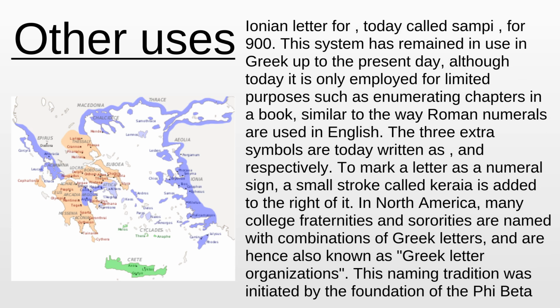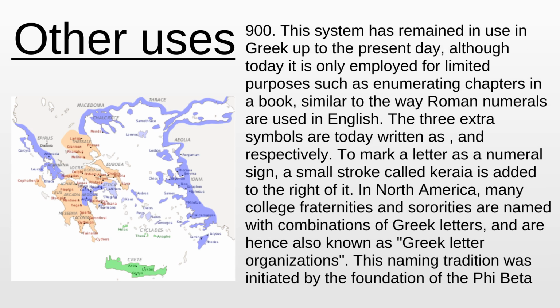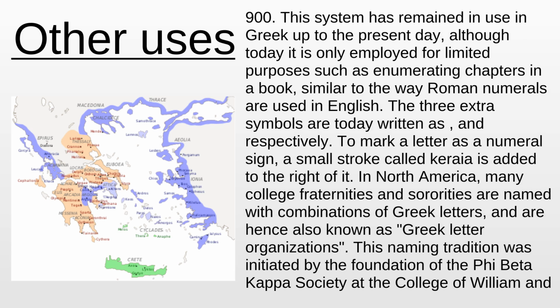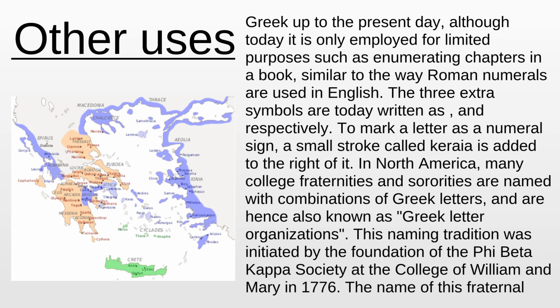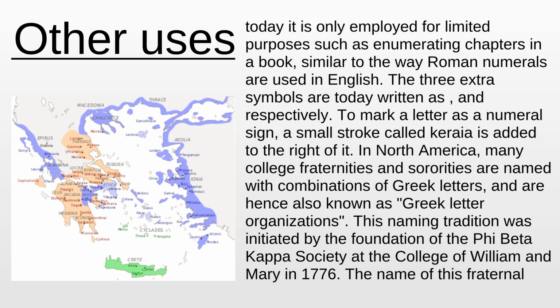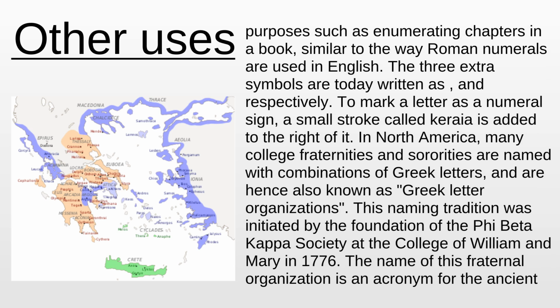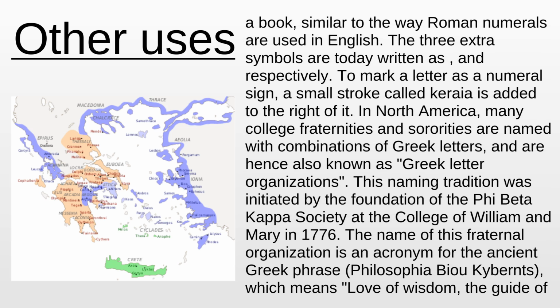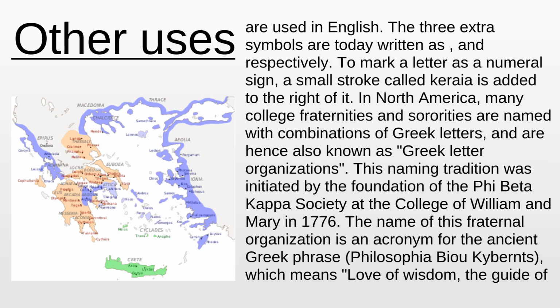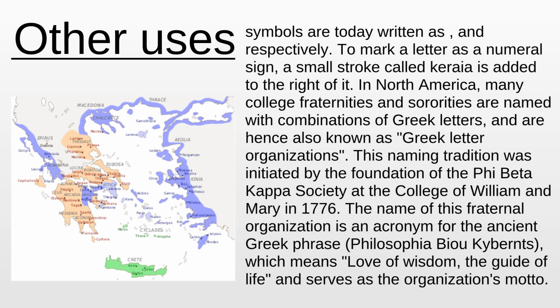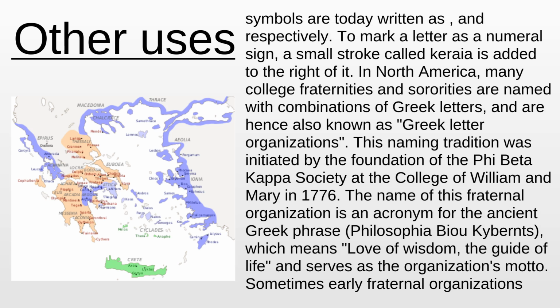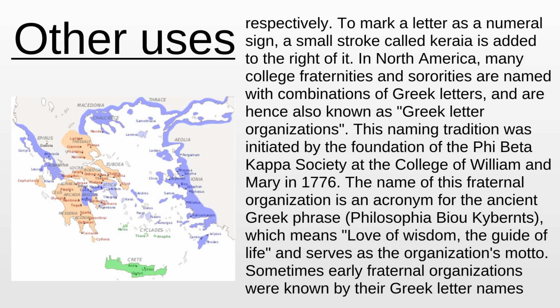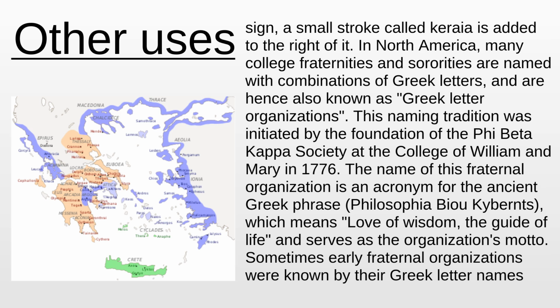This system has remained in use in Greek up to the present day, although today it is only employed for limited purposes such as enumerating chapters in a book, similar to the way Roman numerals are used in English. The 3 extra symbols are today written as such, and a small stroke called keraia is added to the right of a letter to mark it as a numeral sign.